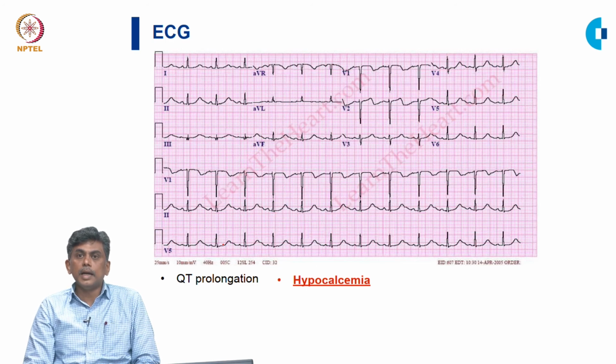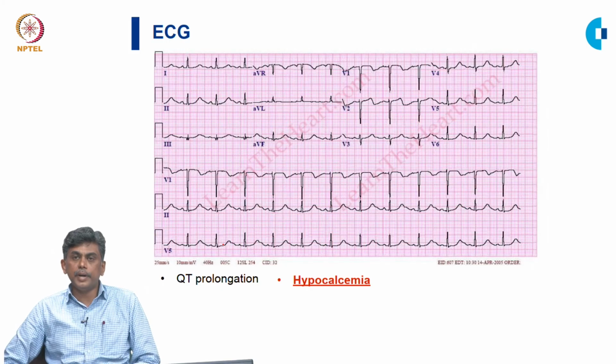So hypocalcemia, in addition to these ECG changes, causes what? All the paresthesia, tingling sensation, and what is called as carpopedal spasm. It usually occurs with hyperventilation when ionic calcium is less.